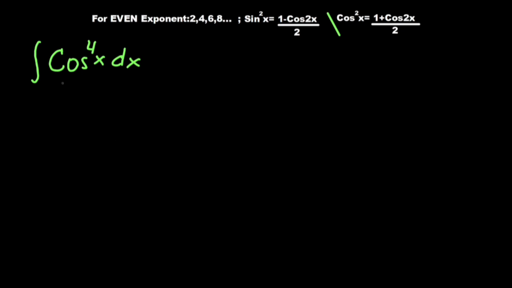The integral of cosine to the power of 4 of x. So we will convert this first to cosine² of x. 4 divided by 2 would be 2. And so, the next step will be to transform into this formula.